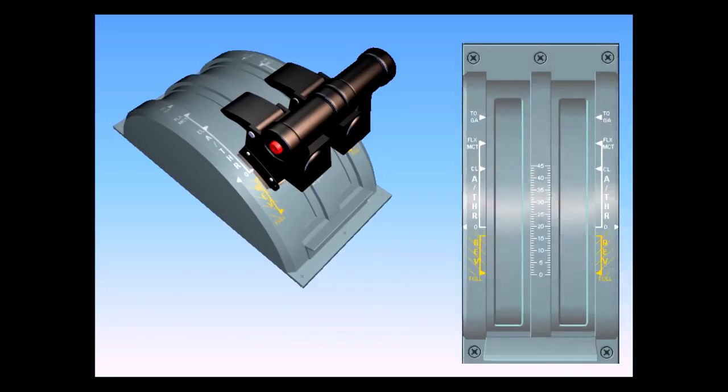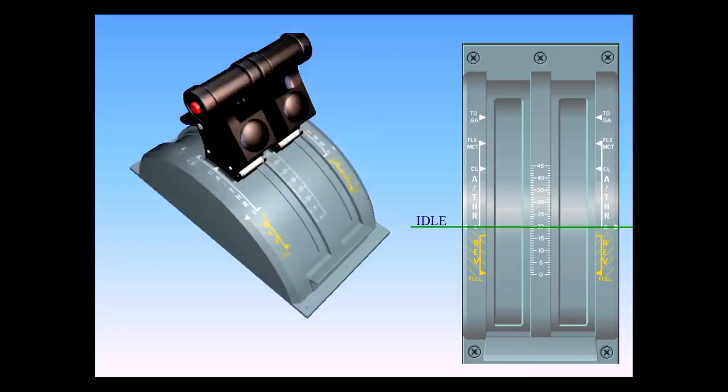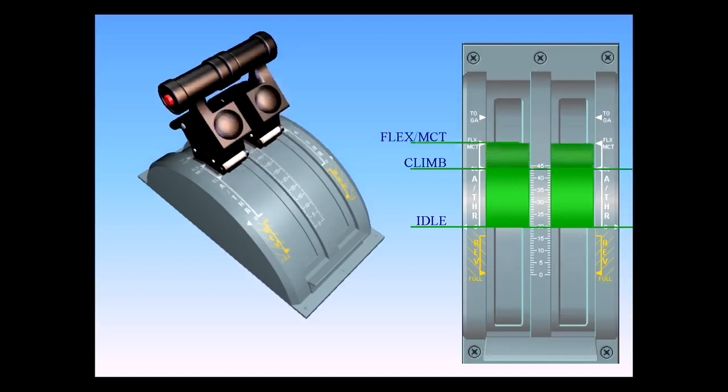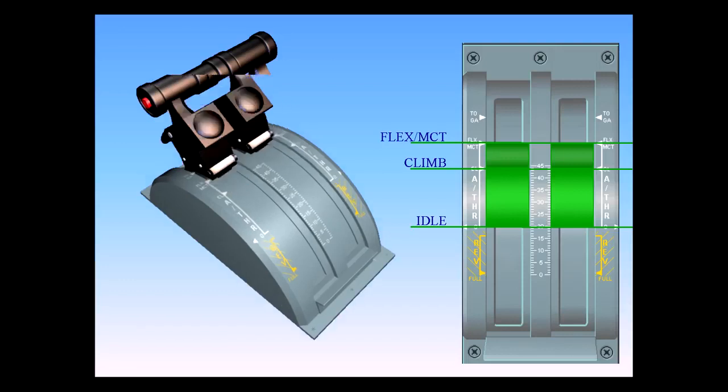There are 6 detents on the quadrant: idle, climb for maximum climb thrust, flex/MCT for maximum continuous thrust, one detent serving 2 functions. Flex is used for reduced thrust at takeoff. MCT, max continuous thrust, is used for single engine operations. Toga for maximum takeoff or go-around thrust.